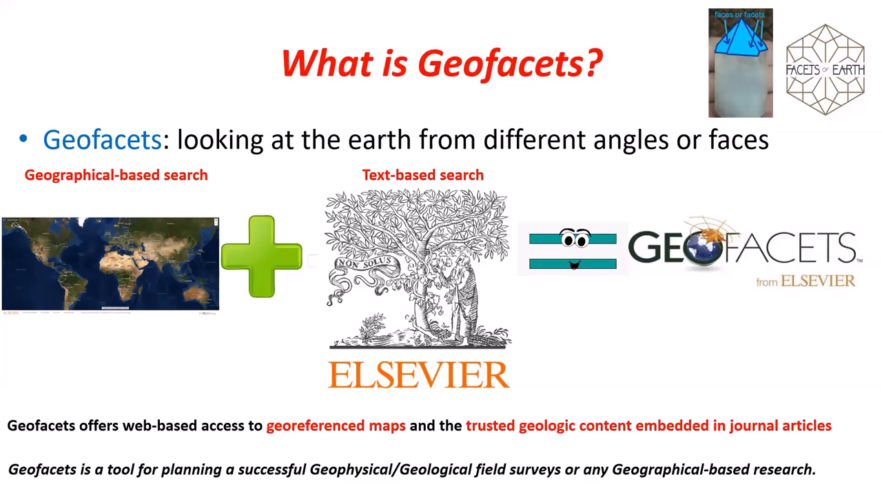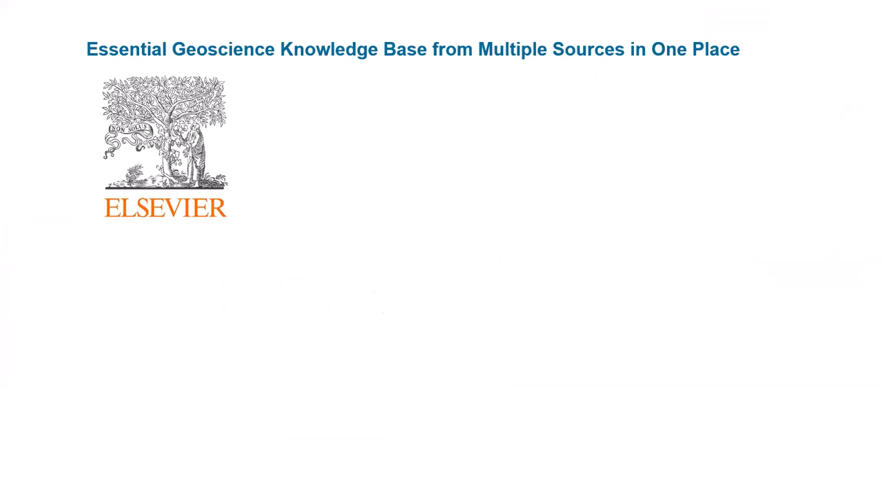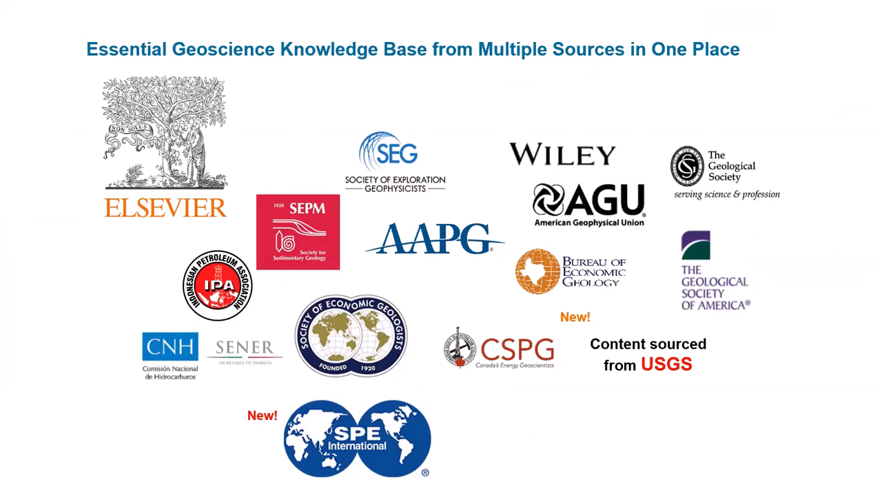What's interesting is that GeoFacets not only searches within the Elsevier database, which is already a huge database by itself, but it also searches other different databases, which is really amazing. It could search in AAPG, American Geophysical Union, Geological Society of America, British Geological Society, Wiley, SEG, SEPM, SPE. Actually, it's a huge database. So it searches not only in Elsevier, but all of these databases, which are very specific to geology, geophysics and engineering. And also the USGS, United States Geological Survey database.